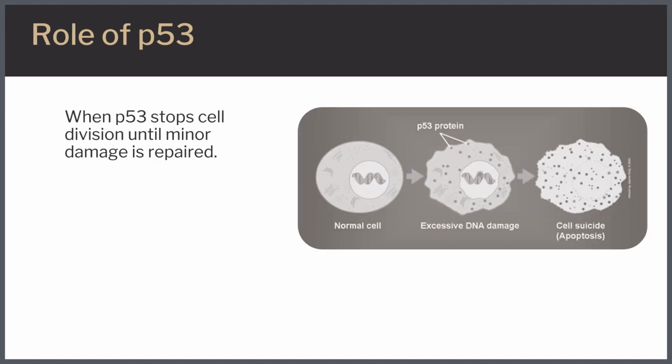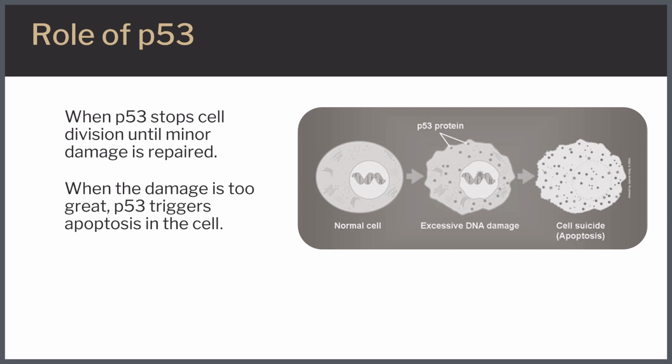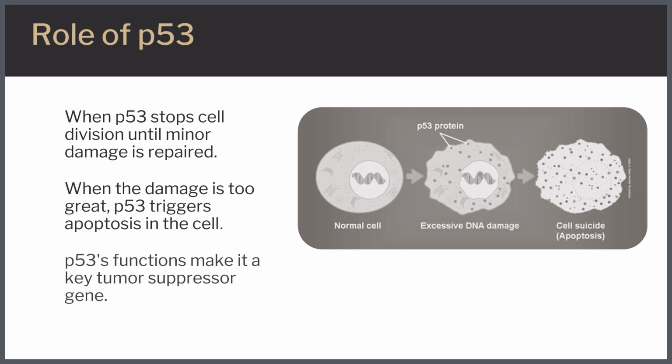When the damage is minor, p53 halts the cell cycle, hence cell division, until the damage is repaired. If the damage is major and cannot be repaired, p53 triggers the cell to commit suicide by apoptosis. These functions make p53 a key player in protecting us against cancer. That is, it is an important tumor suppressor gene.